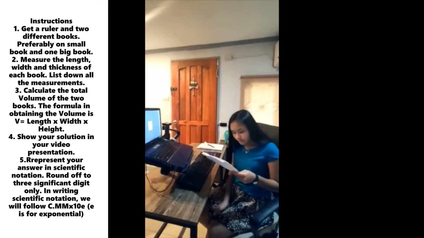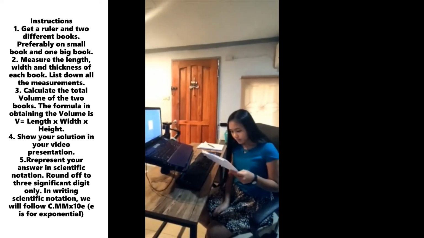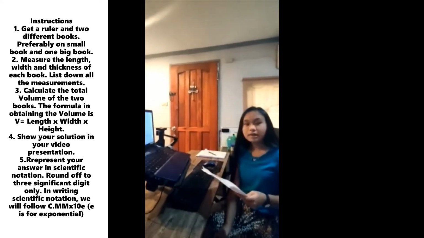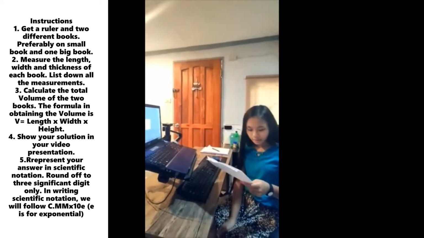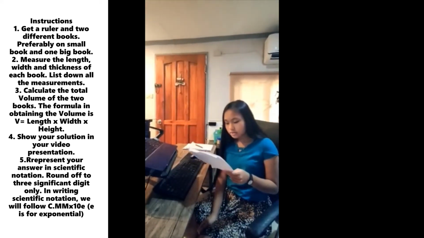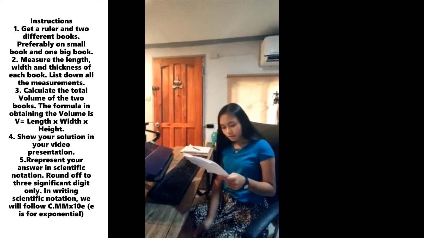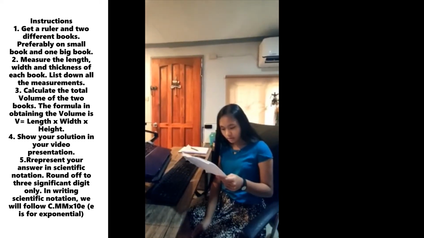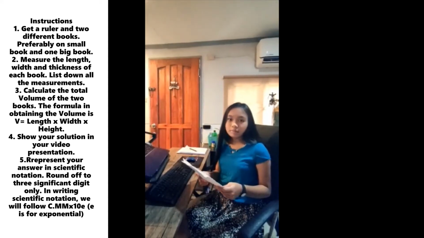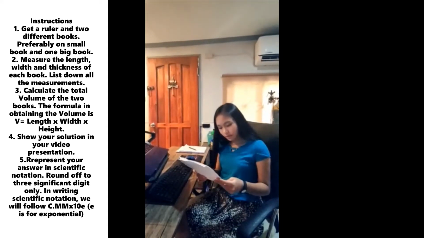Calculate the total volume of the 2 books. The formula in obtaining the volume is volume equals length times width times height. Share your solution in your video presentation. Represent your answer in scientific notation, rounded to 3 significant digits only, and writing scientific notation will follow C.mm times 10 E, where E is for exponential.